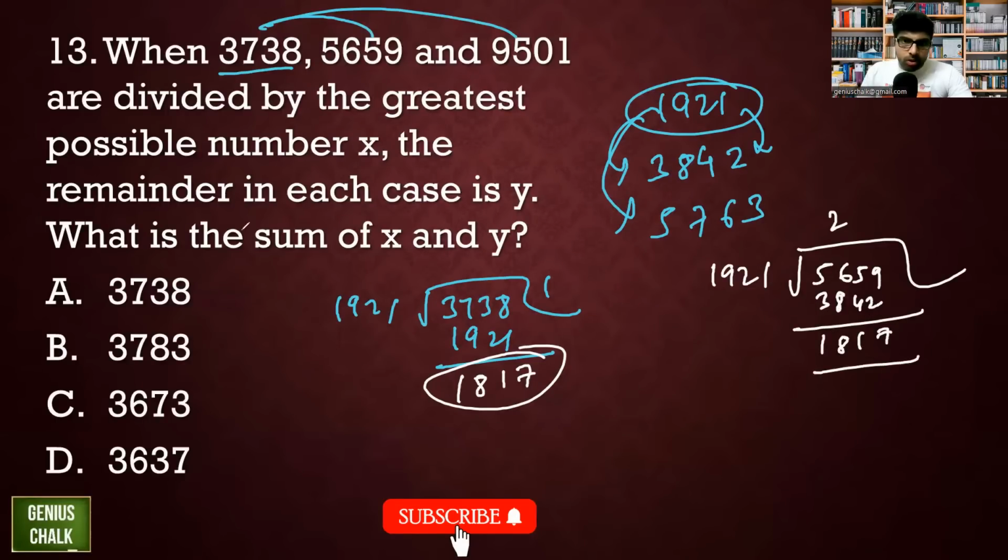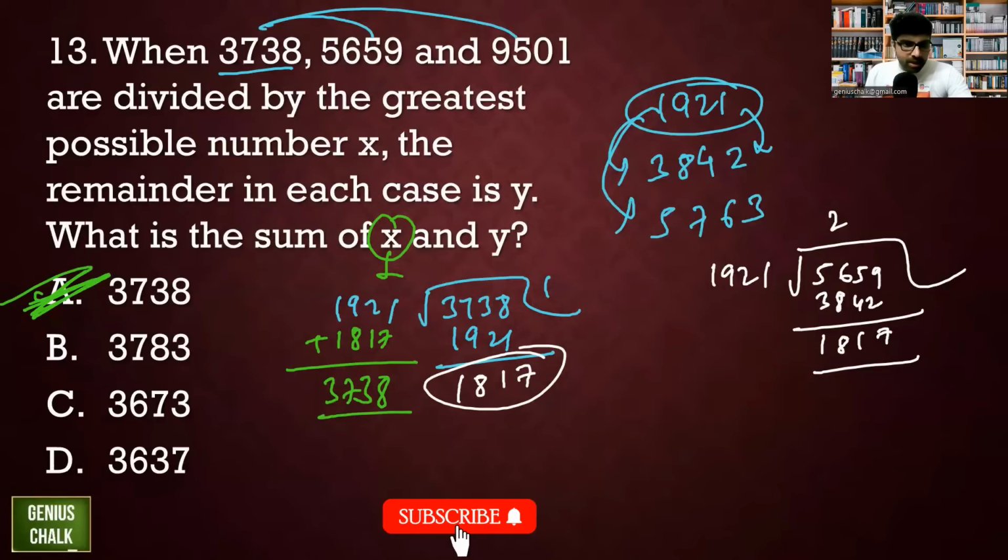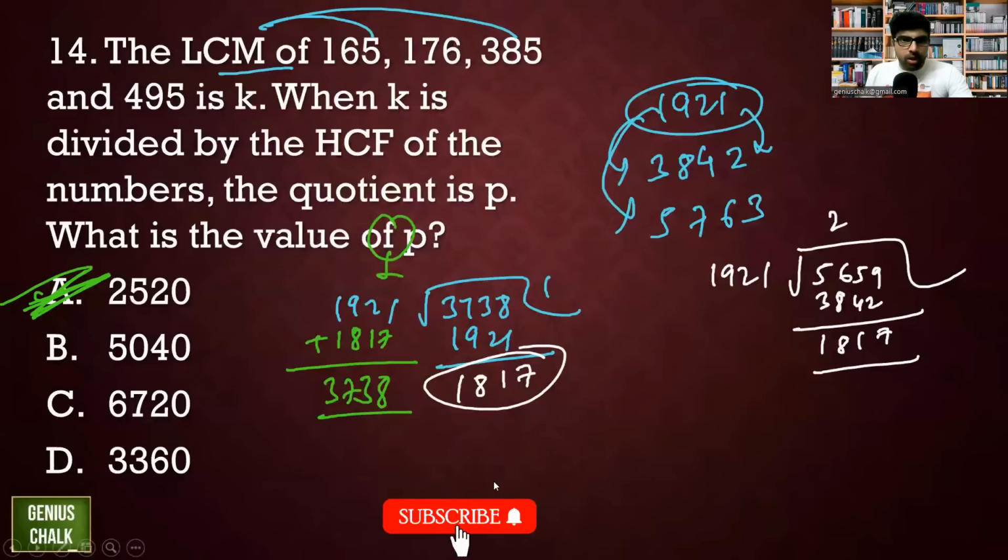7181. Yes, so it is giving the same remainder. That means this is my answer. So what is my answer? X is 1921 and remainder is 1871. So this becomes ending with 8. Only one option is ending with 8, and that is 3738. That has to be my answer, right? So this type is very, very important.